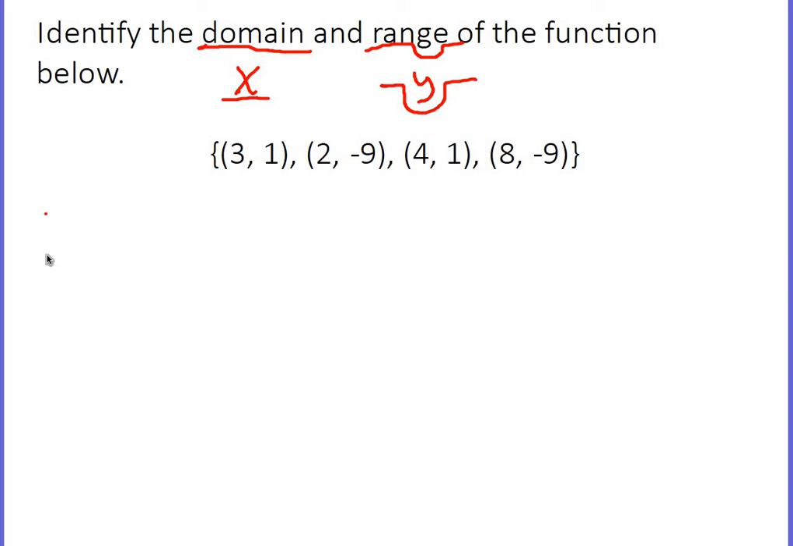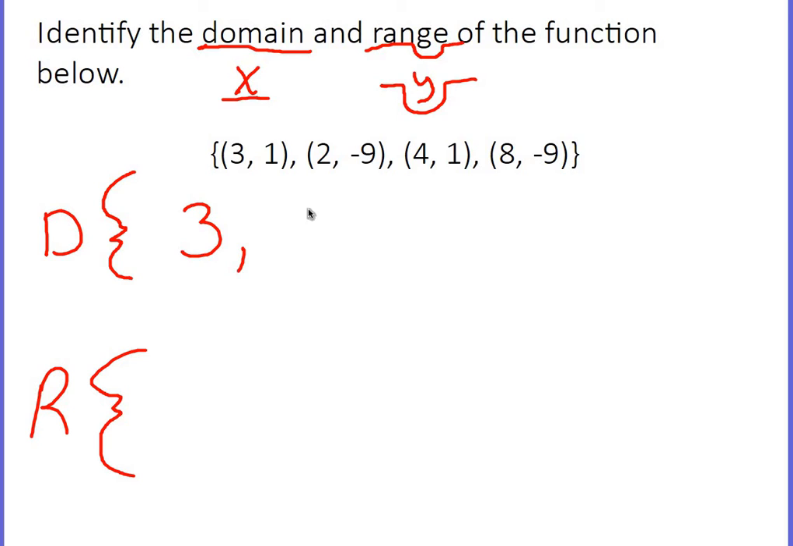So the first thing I'm going to do is write D, and I'm going to write R, and we're going to need those curly brackets that only Miss Benson can draw beautifully. And I'm going to start with domain. I'm going to start with a 3, my X value, a 2, then a 4, then an 8. Remember that on a test, they will probably be in ascending order, so it probably would have been 2, 3, 4, 8. So just remember to look for that.